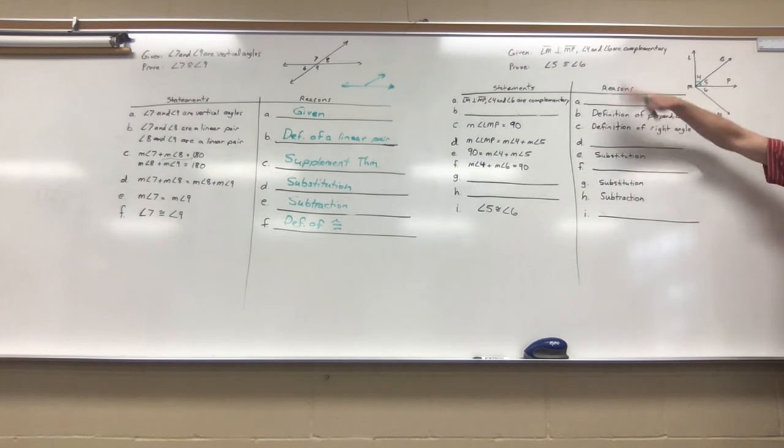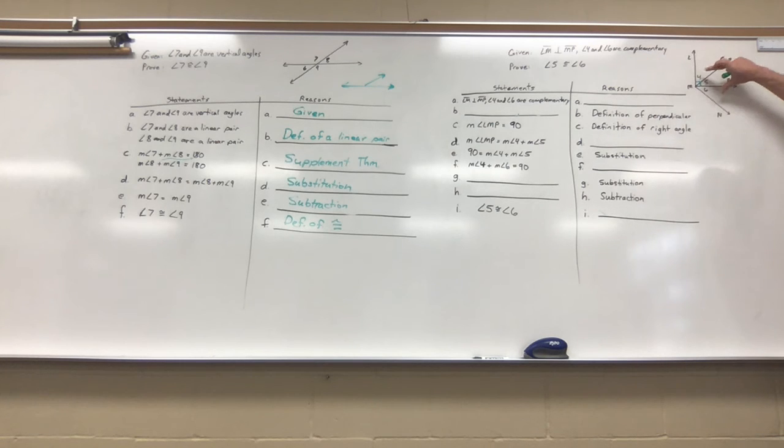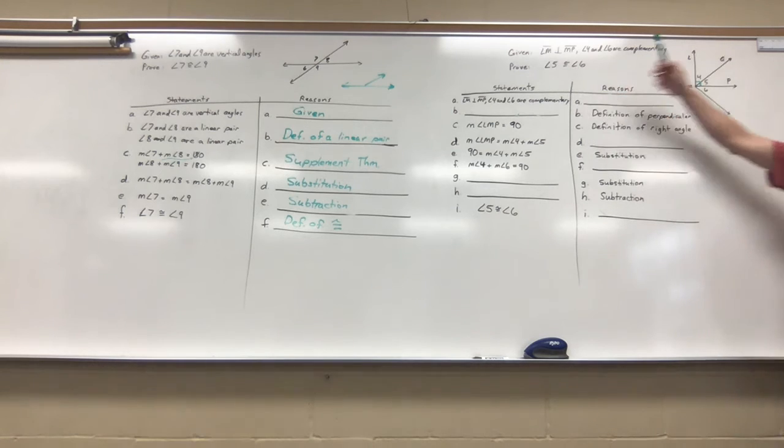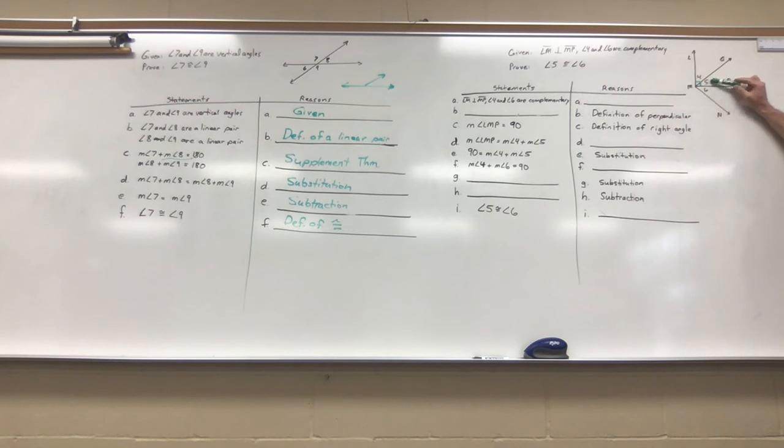So we're going to keep that in mind as we go through the proof. They're complementary. That means those two are going to add up to 90. And then we're trying to prove here that angle 5 is congruent to angle 6. We want to get these two equal to each other, or congruent to each other. All right, let's start it off.